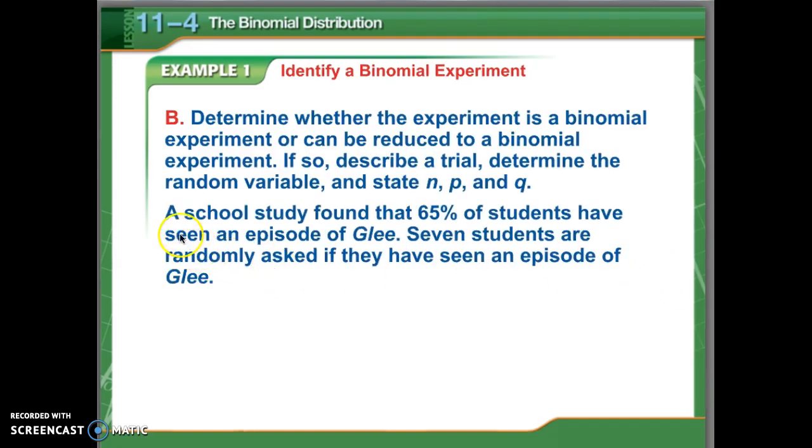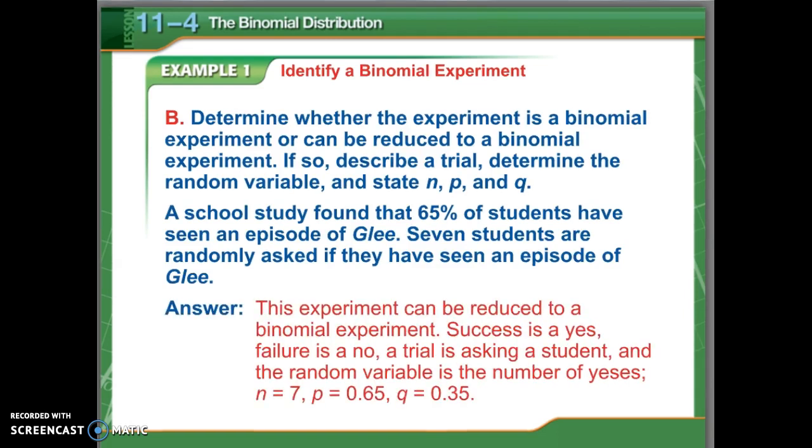Part B, this time it says a school study found that 65% of students have seen an episode of Glee. 7 students are randomly asked if they have seen an episode of Glee. So this one is a binomial experiment, because either you have seen Glee or you haven't seen Glee. The probability of seeing Glee in this scenario is 0.65. The probability of not seeing Glee, which is Q, would be 0.35. N is 7, because there are 7 people that you're going to pick.